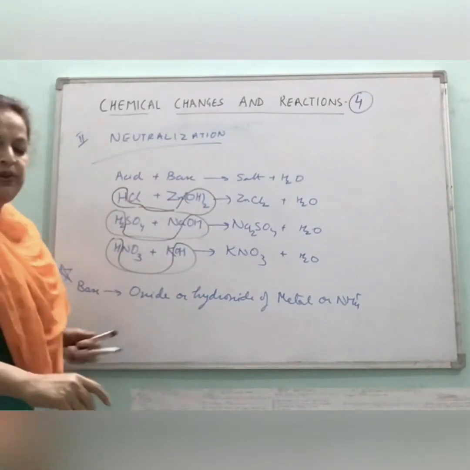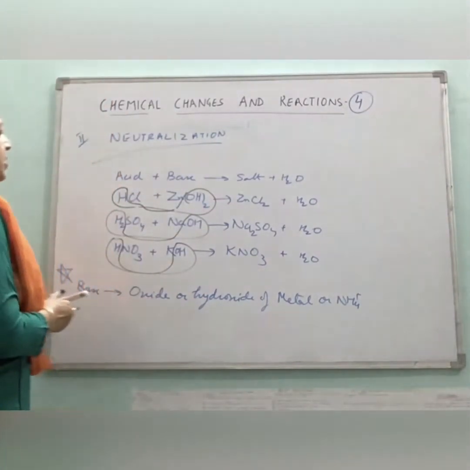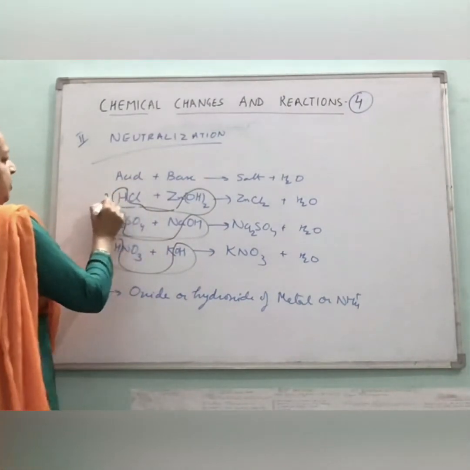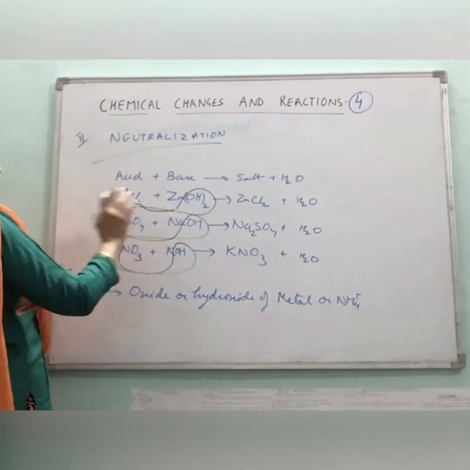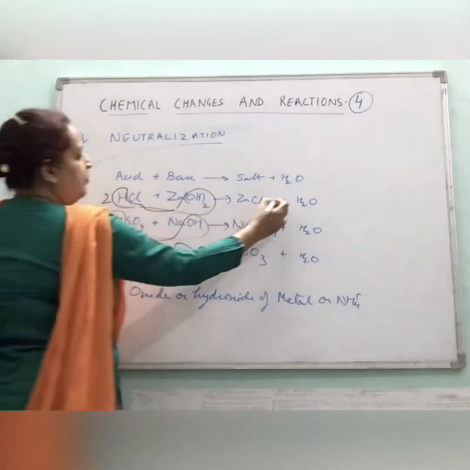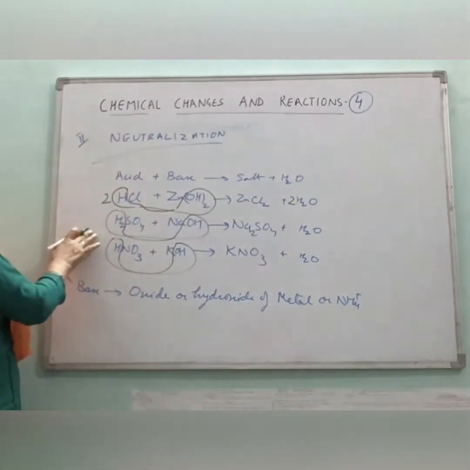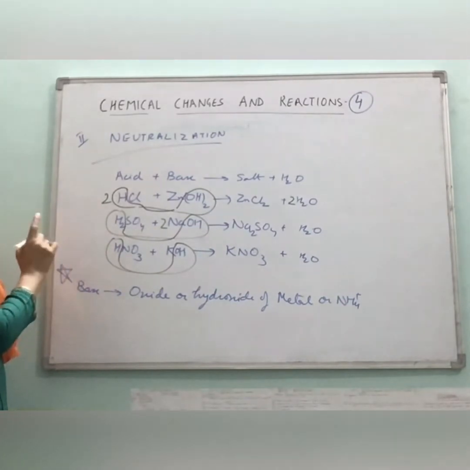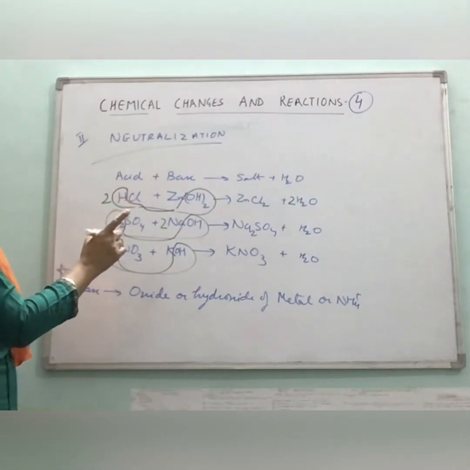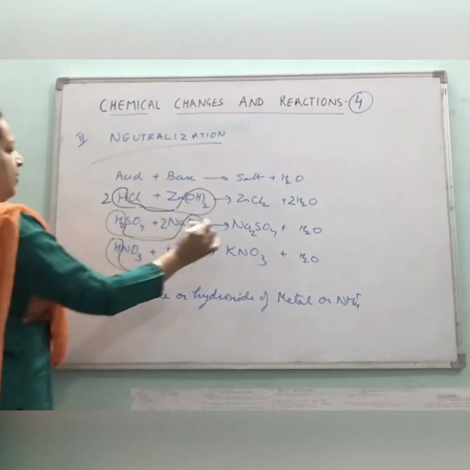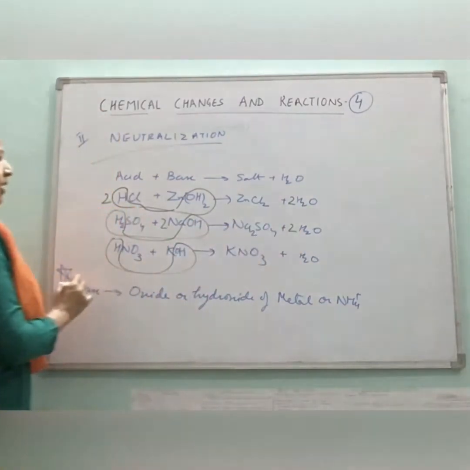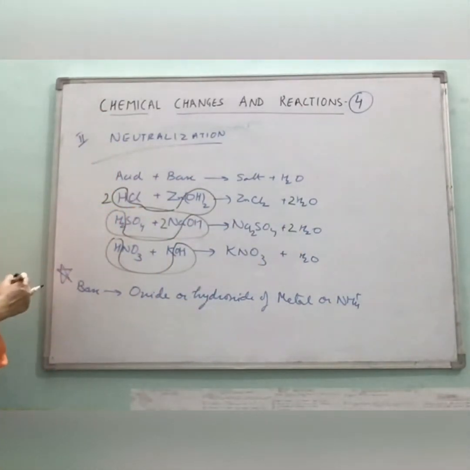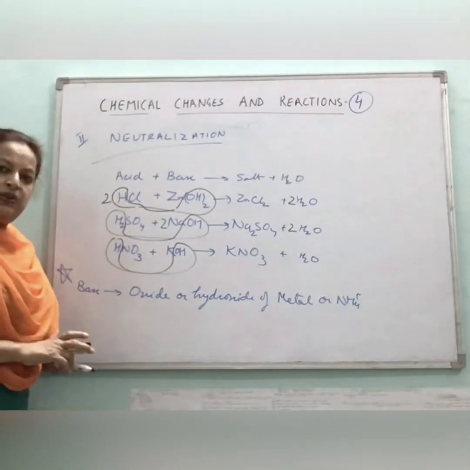Let's balance it because this is not balanced. So it would be 2 here. Now it is 2. It is balanced now. Now this is 2 here. So it is balanced now. Then this is balanced. The third one is balanced on its own.